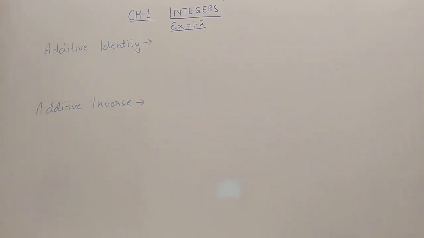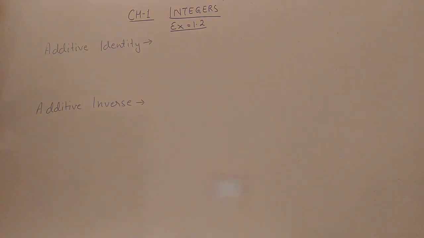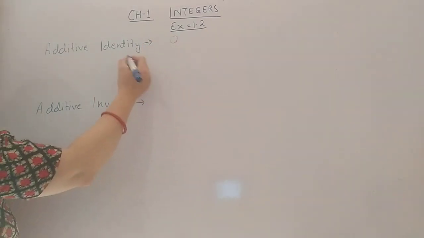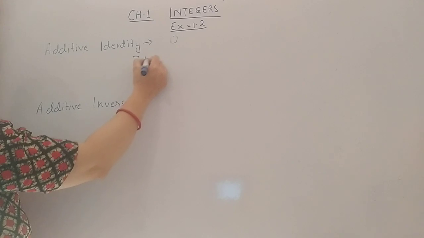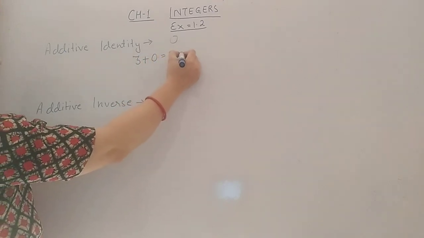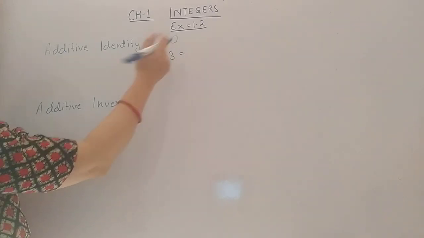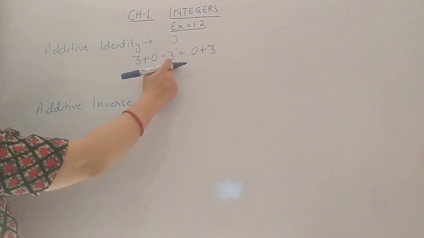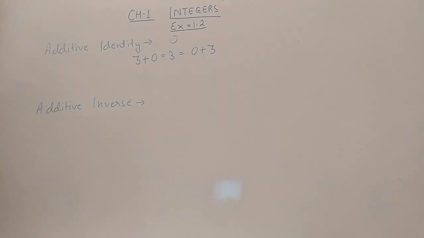After the properties of addition and subtraction of integers, now we have additive identity and additive inverse. Additive identity means a number which we add to a number, then the answer will not change. For addition you can see 0 is that number. If we add 0 to any number, the answer will not change. So additive identity is 0. If you add 0 to 3, then the answer is 3. And if you change the order of this addition also, the answer will not change. 0 plus 3 or 3 plus 0, in both cases the answer is 3.